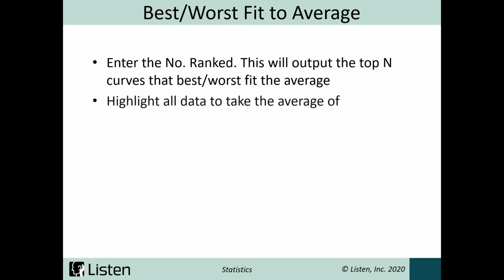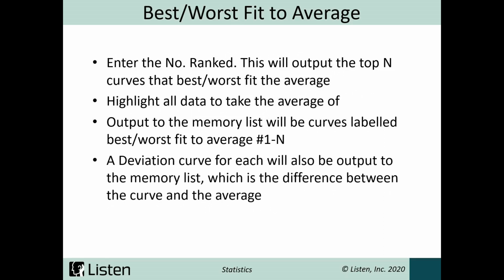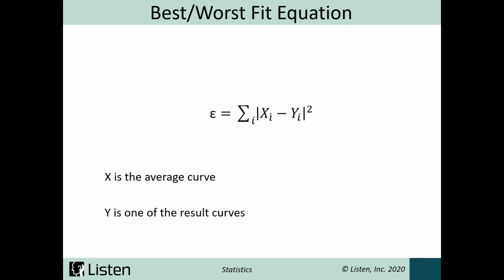In the editor, we'll highlight all the data that we're going to take the average of. Output to the memory list will be the curves labeled best fit or worst fit to average 1 through n. A deviation curve for each will also be output to the memory list, which is the difference between the curve and the average. The equation used to get the best and worst fit is here.